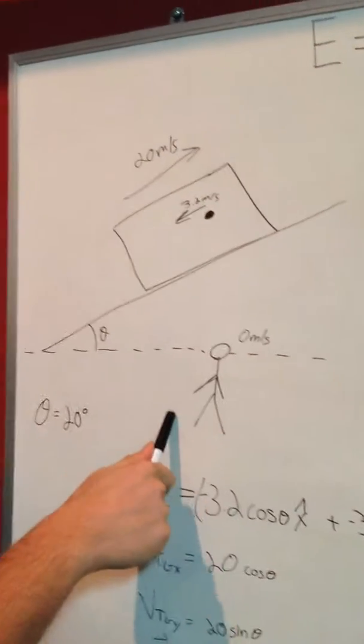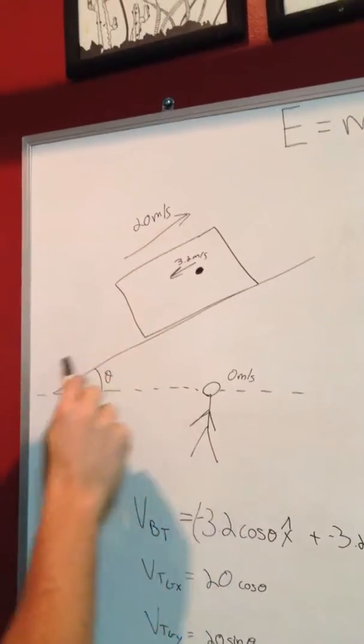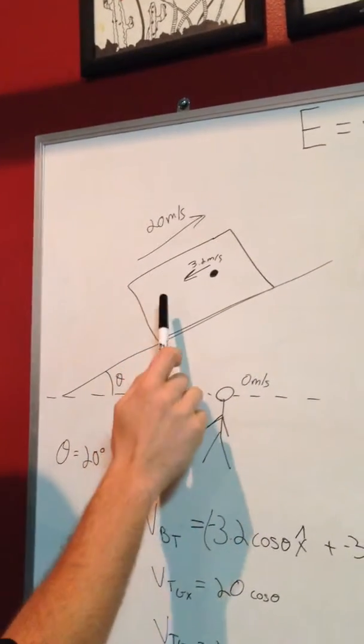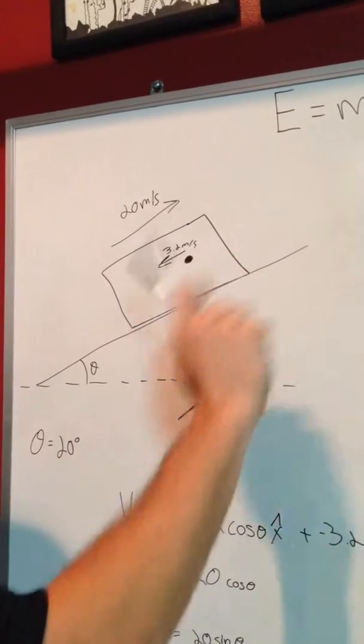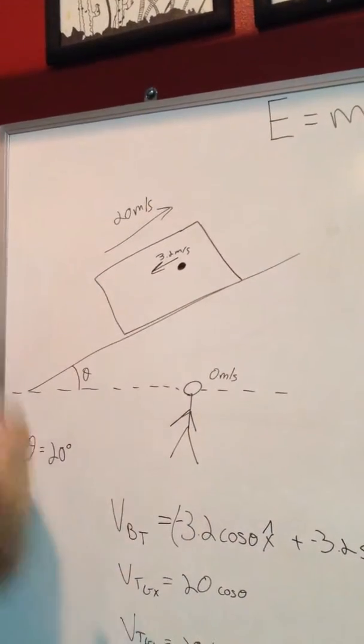This is the reassessment for position, velocity, acceleration. What we have is a guy standing on the ground, and we have a train that's going up an incline with a glass door so you can see through it, going up an incline at angle theta, which is 20 degrees. And the train is moving 20 meters per second up this hill, and a ball is thrown at 3.2 meters per second inside of the train.